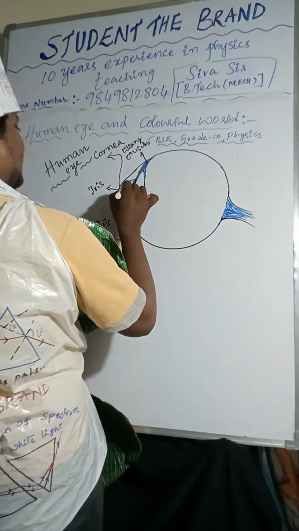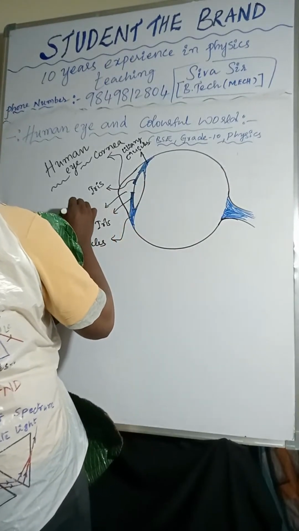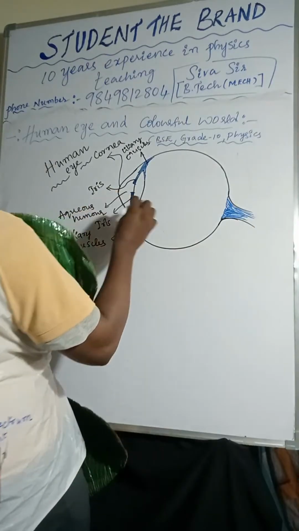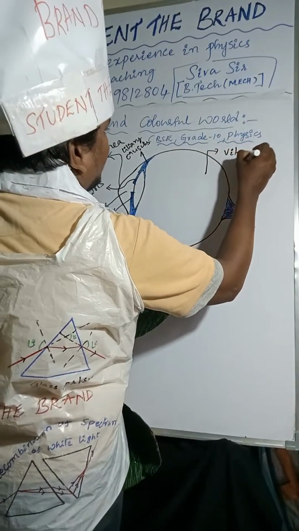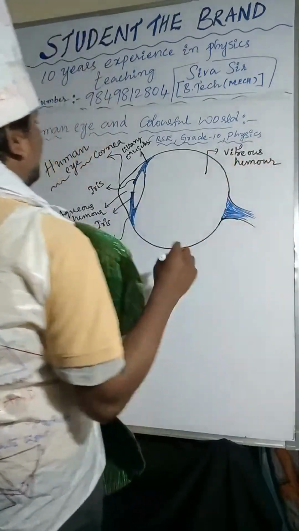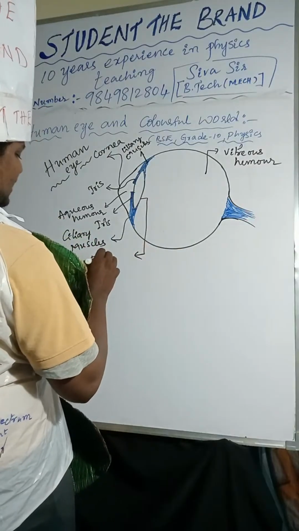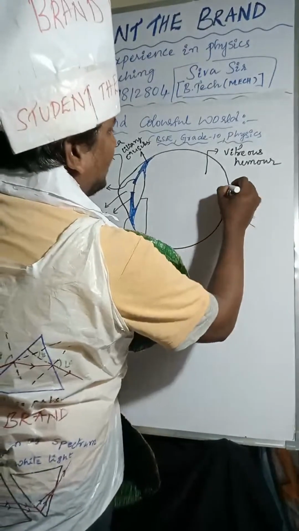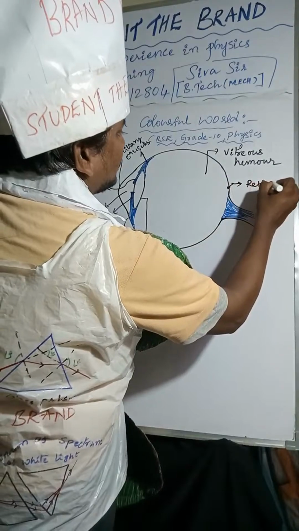Okay, and here jelly type liquid is present, that is aqueous humor. So this entire portion is called vitreous humor. Okay, so this one is eye lens, eye lens or crystalline lens. So here the retina will be there in this portion. Retina.